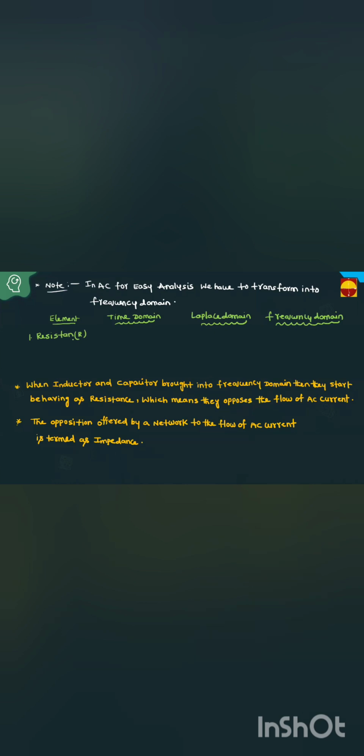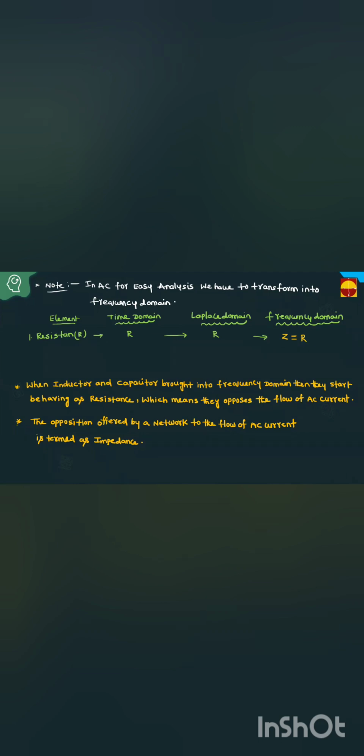The resistance in time domain is R only. In Laplace domain also, it is represented R only. In frequency domain also, it is represented R. But actually, in frequency domain, we have to call this an impedance, but this impedance is R only. For resistance, impedance is also R.